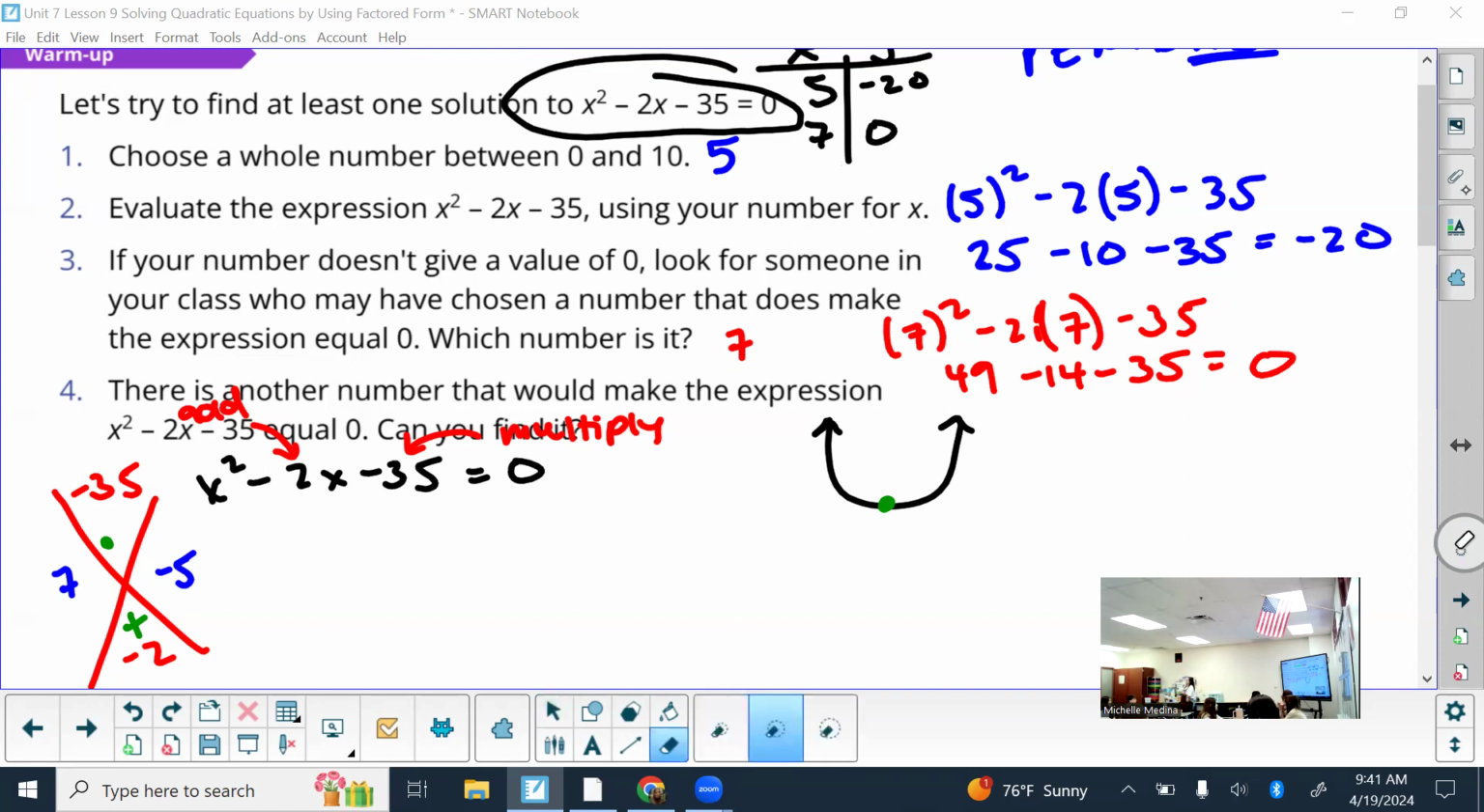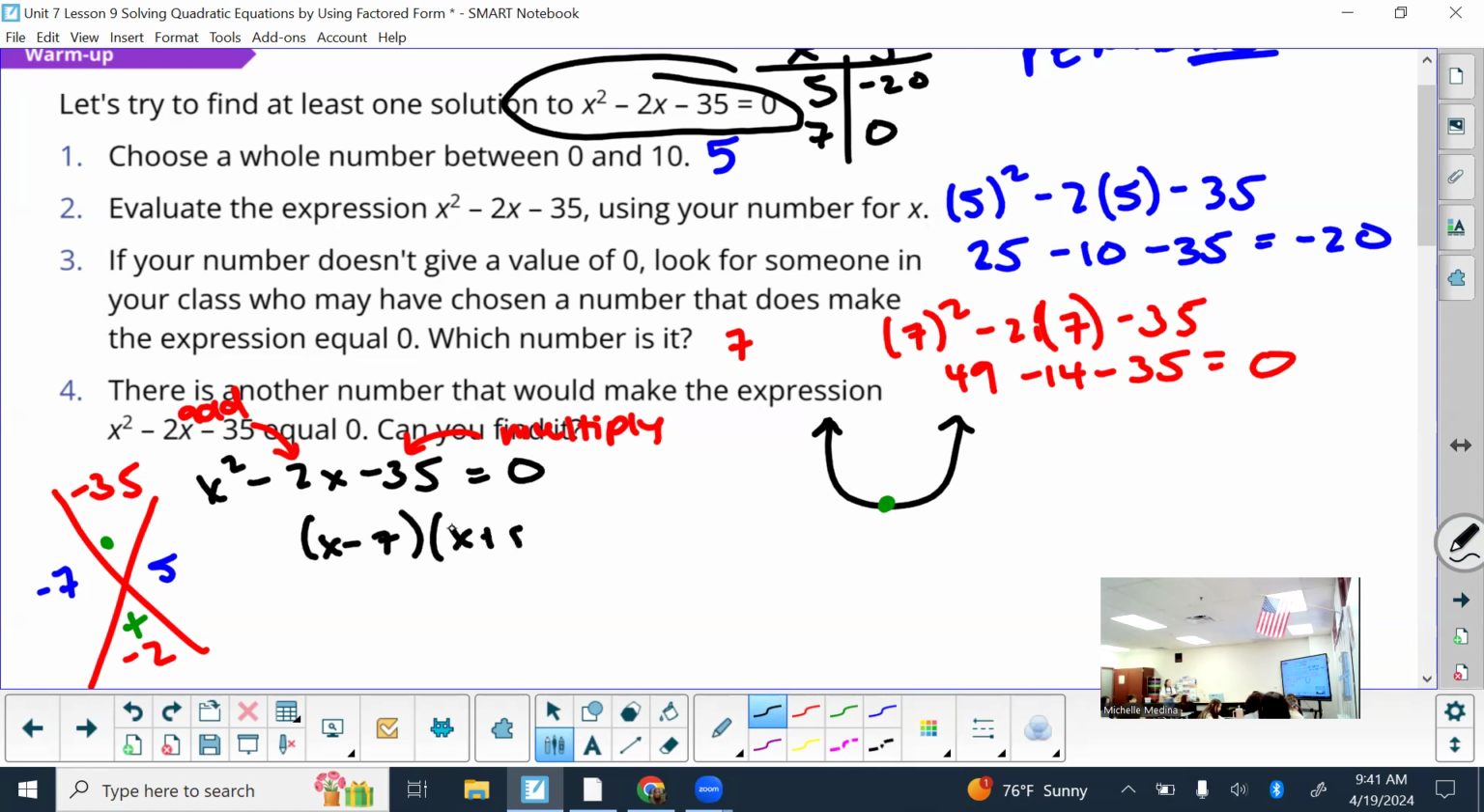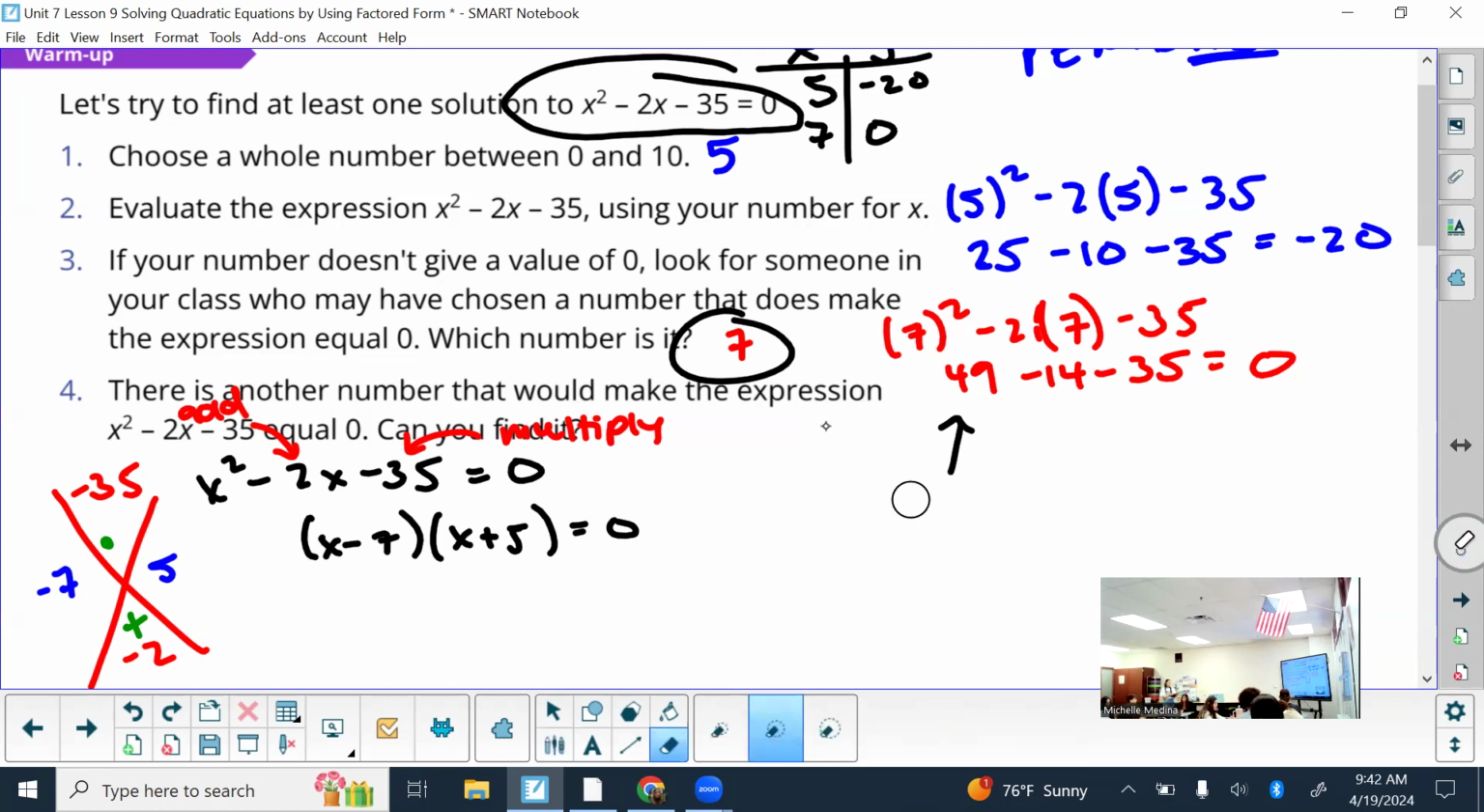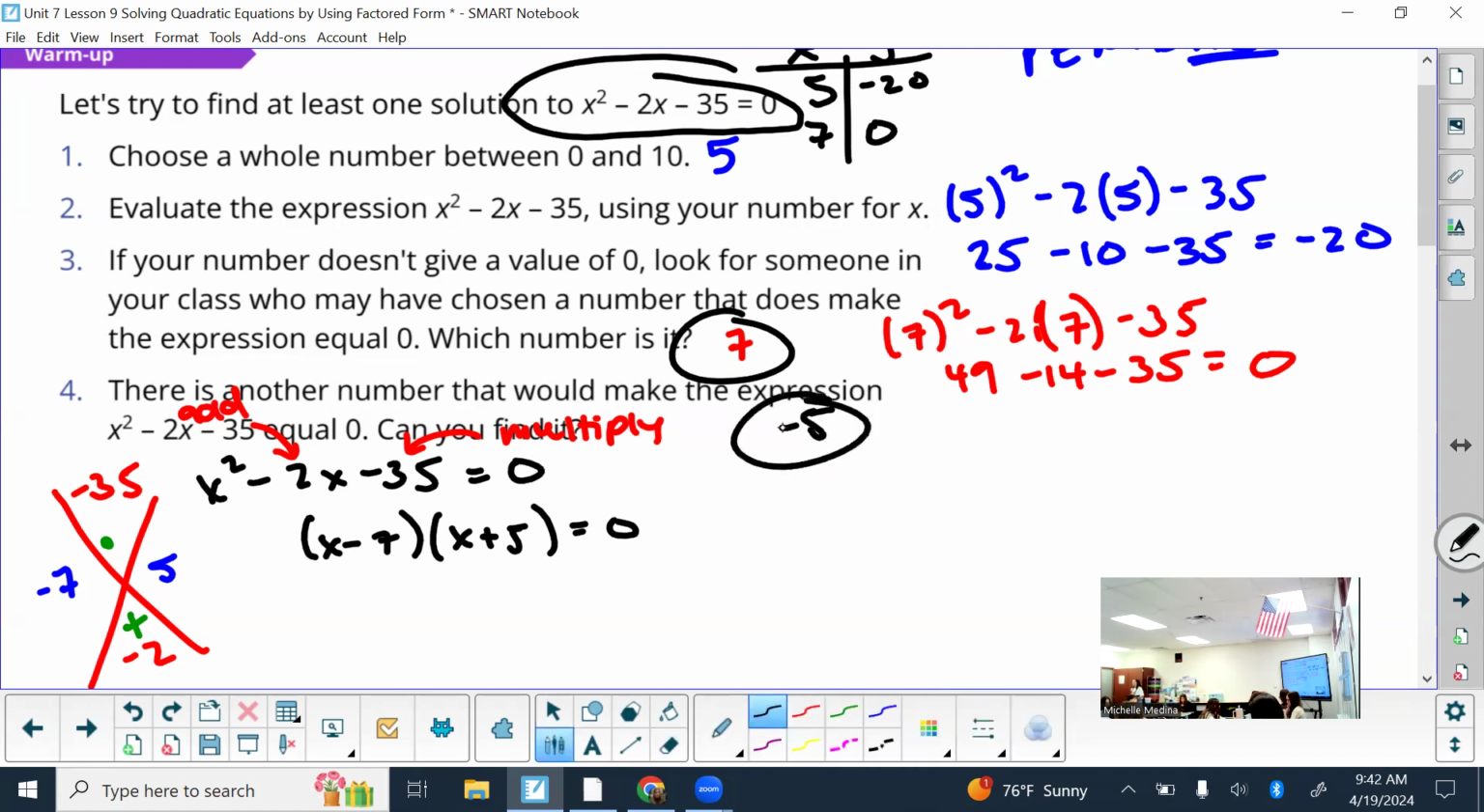So for my factor form, the negative goes on the 7, so my factor form of this looks like this. But we are right that the solutions are a positive 7 and a negative 5. So the other number that makes this true is negative 5. Why is that the case? Why is it opposite of what we put in the diamond?